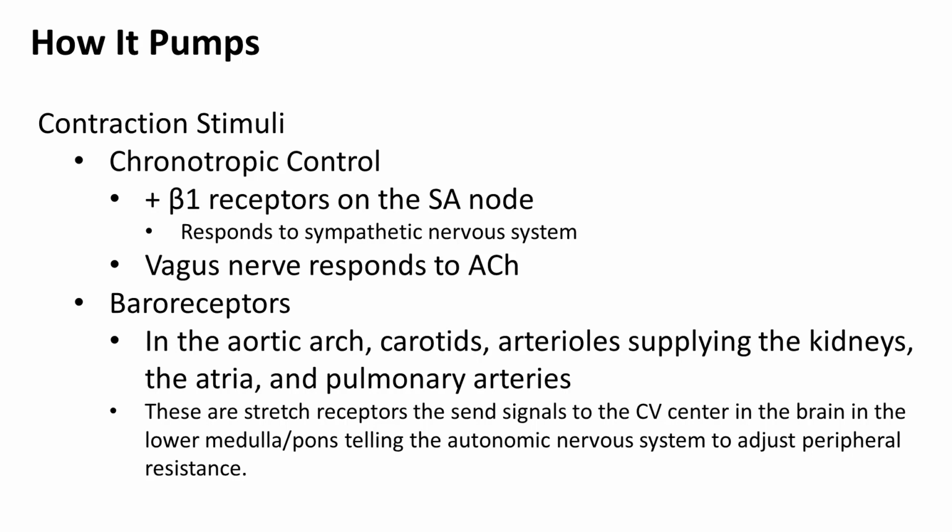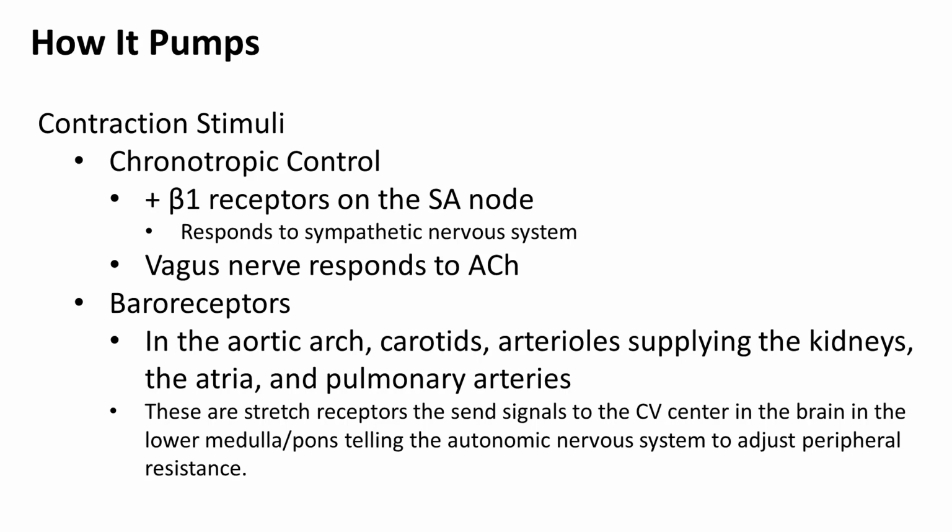There are two different basic types of stimuli which cause the heart rate to adjust in order to change how much blood is getting out to the body. Chronotropic control is going to be your beta receptors. These will be on the sympathetic nervous system, and then they affect the SA node. And the vagus nerve will respond to acetylcholine, and this is your parasympathetic nervous system.